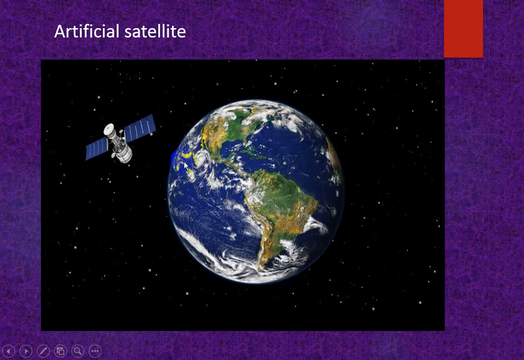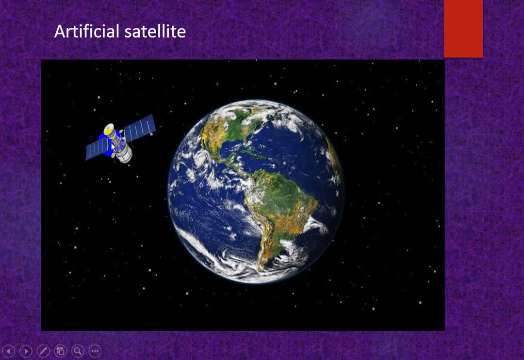Now look, this is an artificial satellite. This is a man-made satellite. An artificial satellite is also revolving around the sun, and it is revolving around the Earth.